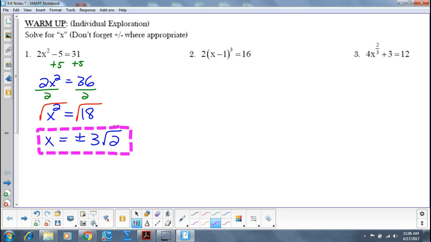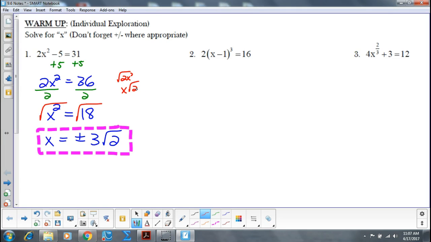Yes? Okay, even root, so we have to take plus or minus because we're solving. Questions on that one? Could you square root the 2x? No. Well, I shouldn't say that. You could, but you would get the square root of 2x squared becomes x times the square root of 2.